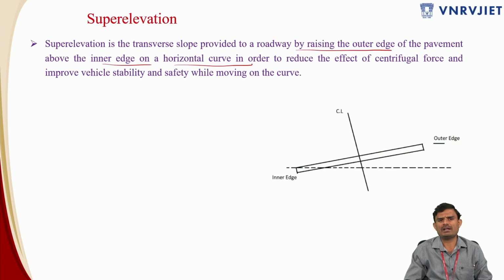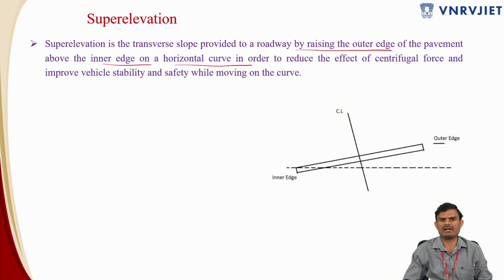Already we have discussed the centrifugal force effect in horizontal curves in the previous presentation, in which we have seen that there is centrifugal force P acting horizontally in the outward direction. That is the effect of centrifugal force. As a result, the vehicle traversing the horizontal curve has a tendency of overturning or a tendency of sliding.